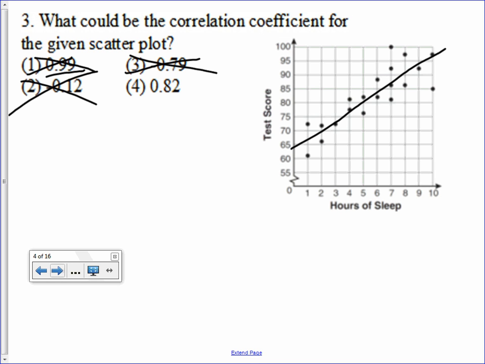0.82 is good, but not great. It still forms a line. They're not exactly on the line. Choice 4 would be your answer. They wouldn't give you one where they had a 0.82 and a 0.83. You wouldn't be able to determine that from this. But you have to understand the ballpark of where it would be.